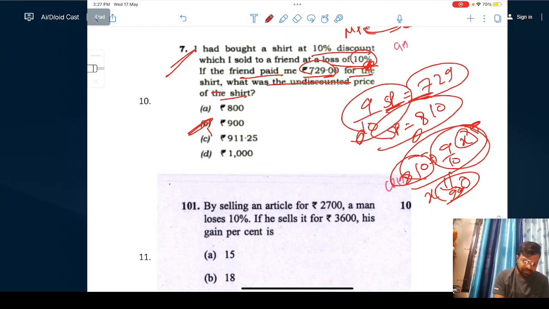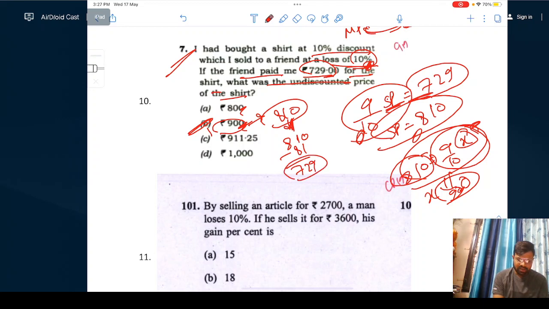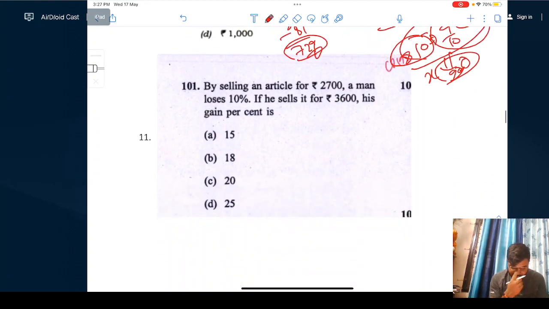Or you can go by the options as well. Just choose a simple option, 800 or 900. Suppose 900 minus 10% of 900 is 810, then 10% of 810, you will get 810 minus 81, and reach 729. This is how you can go by the options. It will give you accurate results and faster also. These are the 2-3 ways by which you can go in questions of profit and loss. Please try all the ways.